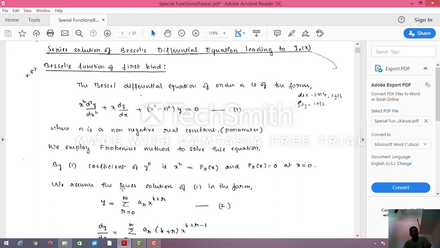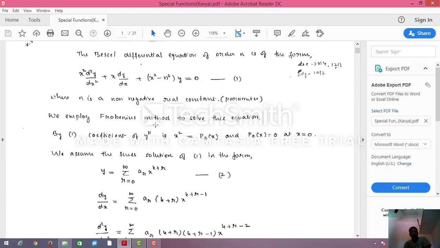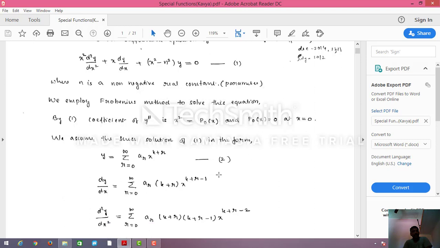So we will take the series solution of equation 1 in the Frobenius form: y equal to summation of r equal to 0 to infinity ar into x power k plus r, which is equation number 2. Differentiate this y with respect to x. You will get dy by dx, which is ar as it is, and the differentiation of x power k plus r is k plus r into x power k plus r minus 1.